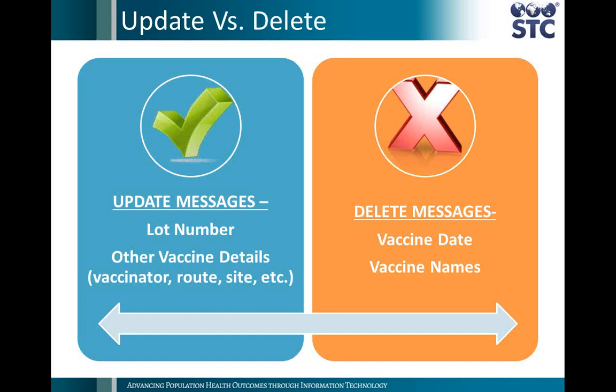Those types of things can all be updated in the patient record. There are two hard stops where the registry makes you delete and redo: if the vaccination date is wrong and if the name of the vaccine is wrong. Then the system makes you completely delete that record and redo it in your electronic medical record, or if you're manually entering, delete it out of the registry and re-administer that vaccine into that patient chart. Those are the two hard stops that the system makes you delete.